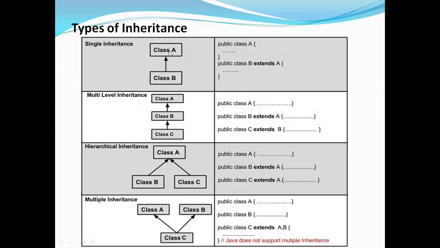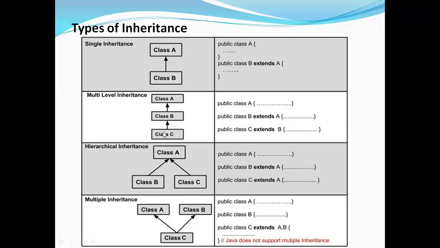So for this we can take the previous two examples. Now the syntax is like this: class A will be there where class B will be extending class A. So one class is inheriting the properties of one class. This is a simple one and this is called single inheritance.